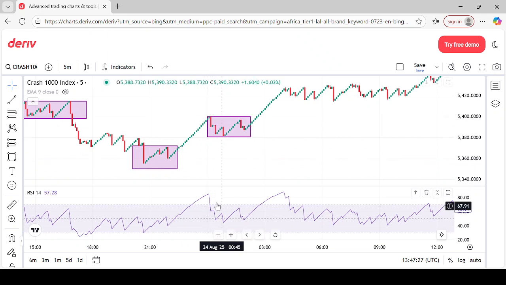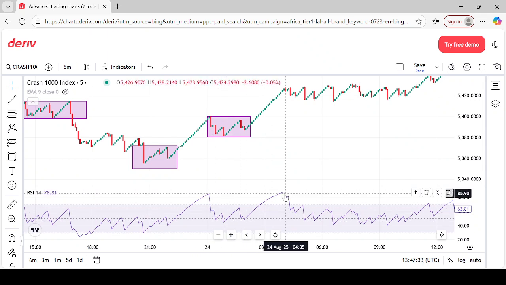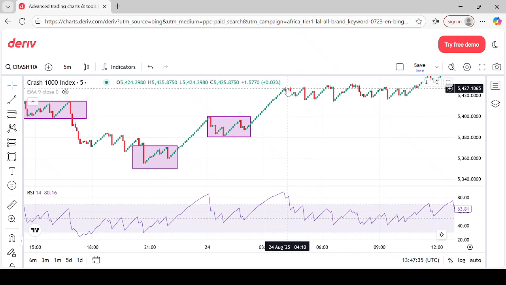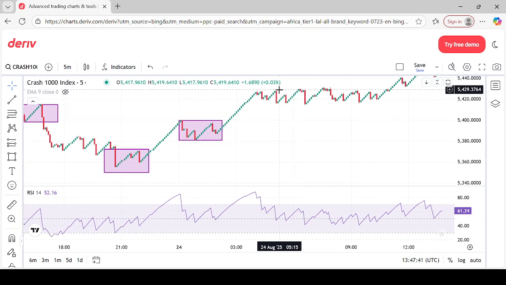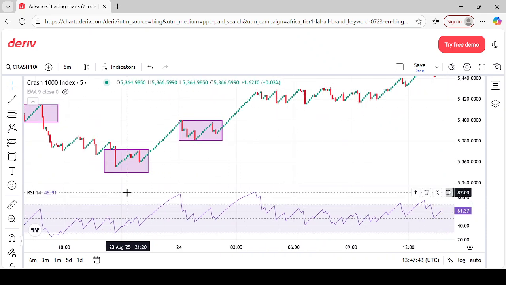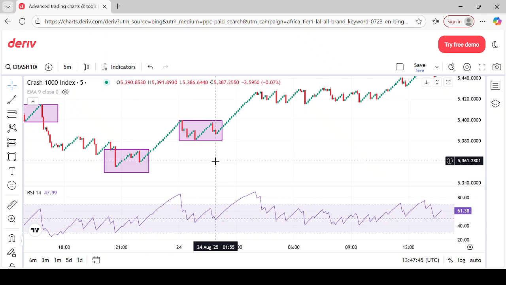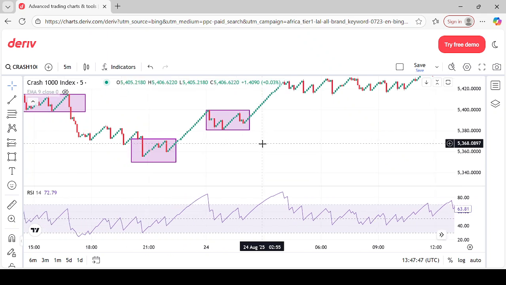And as you can see, after the overbought zone in this area, we entered a little bit of a ranging phase before the market kicked to the upside again. And we can notice that at this point, price was above 70 again. Before you know it, we entered into a ranging phase. So we have to combine this strategy with other indicators such as our RSI.